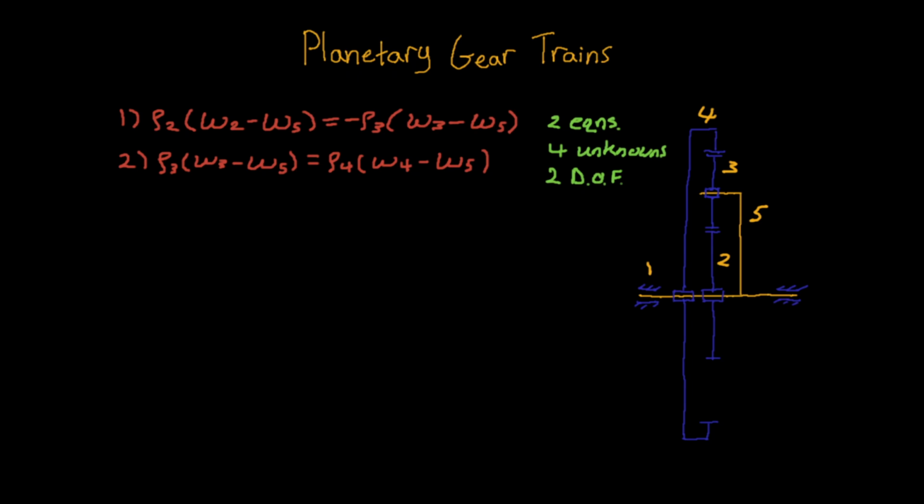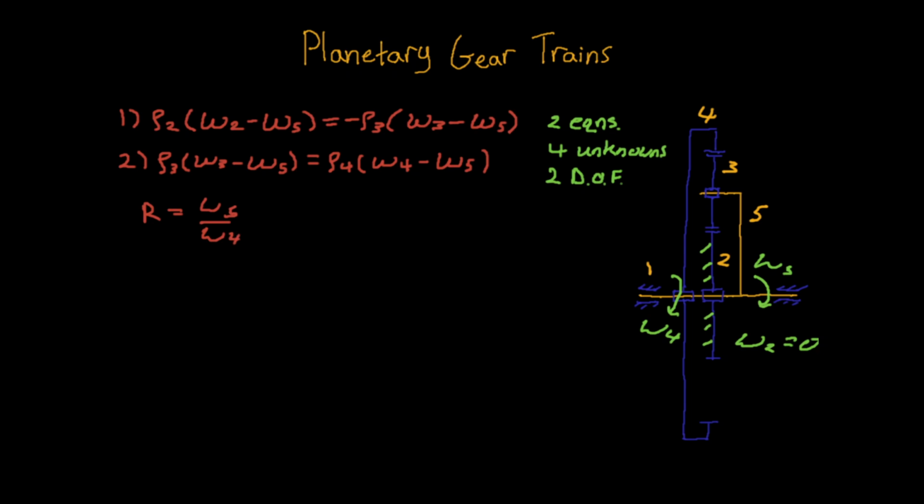Let's look at a scenario where 5 is an input driven by a motor, so omega 5, and gear 2 is fixed, so it's part of the ground. It's still an input, but omega 2 is 0. And 4 is our output, so the ring gear is our output, omega 4. Now we can solve for the gear ratio R equals omega 5 over omega 4. That's the input over the output.